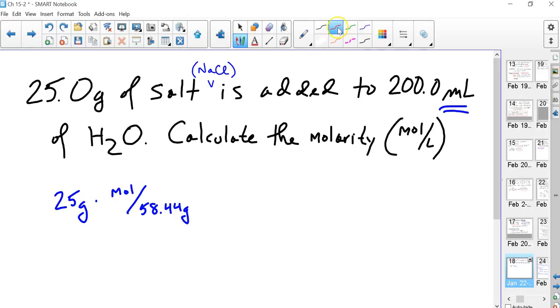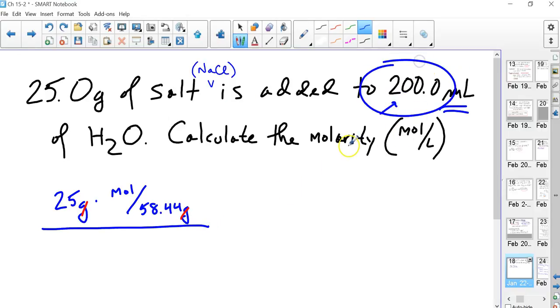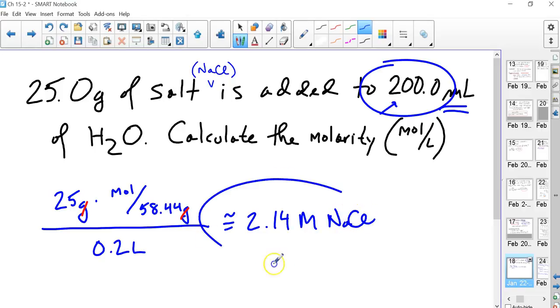So this, of course, remember that grams are going to cross out. We're going to be left with moles, and then we want to divide that whole mess by the number of liters we have. But be careful, we've got 200 mL, that's 0.2 liters. So now we're left with moles per liter, and when I do that math, I end up with approximately 2.14 molar NaCl, and that's the answer for that.